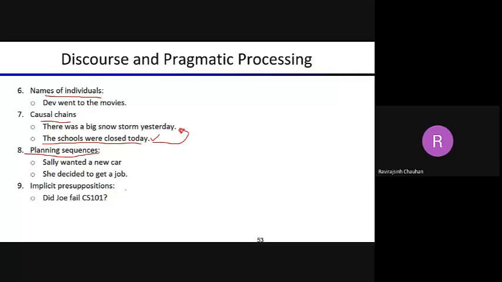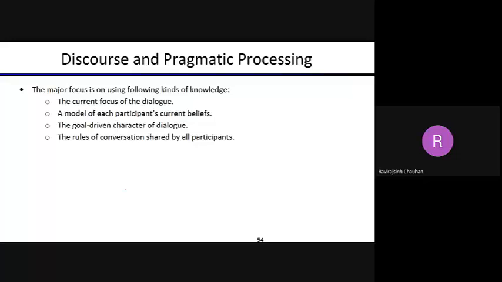So there are different meanings based on which we can understand meaning. We can relate different sentences and we can do discourse and pragmatic processing. Right? So for discourse and pragmatic processing, the major focus must be on the dialogues. Who is being used for what, what is happening, which context it is. The model of the participant, the goal-driven character of the dialogue, the rules of conversation set by all participants. Whatever rules they considered, we have to consider that.